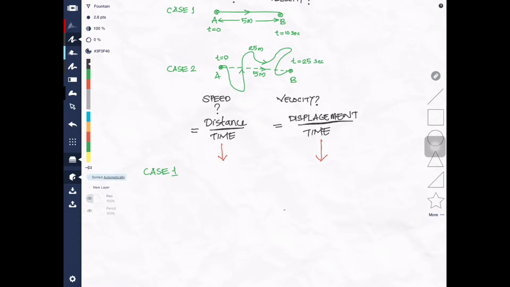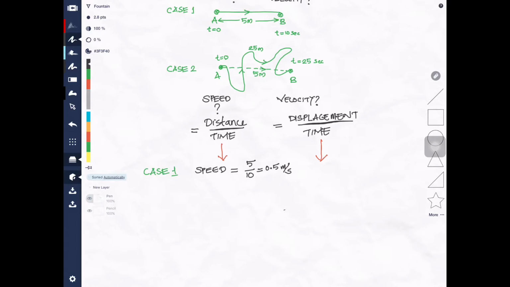For case 1, the distance covered is 5 meters divided by the time taken, which is 10 seconds. So 5 meters divided by 10 seconds gives 0.5 meters per second, which is the magnitude, and for speed we need only the magnitude, 0.5 meters per second.